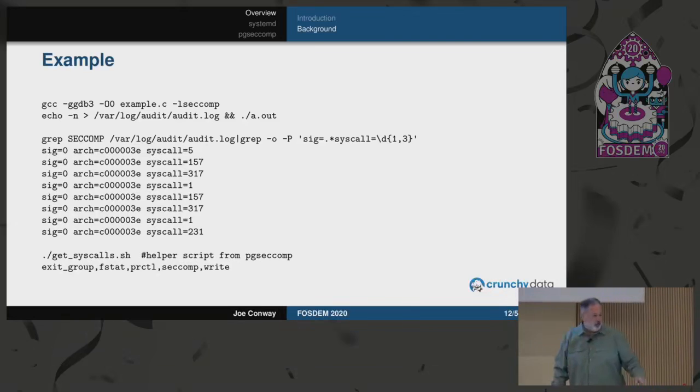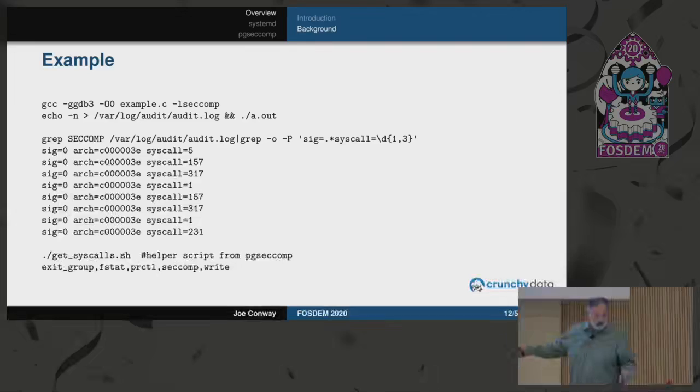So what's interesting to note here is the only thing I did really was call printf, and yet all these syscalls get made, kernel syscalls. I'll go through this on the next slide, but syscall 5 ends up being fstat. These two syscalls end up being PR control and seccomp. Syscall 1 is write, and this is basically an exit return.